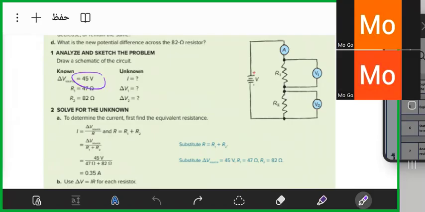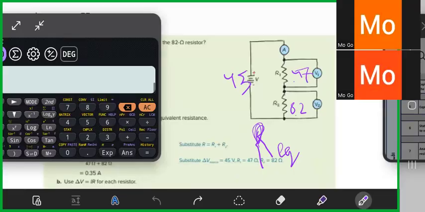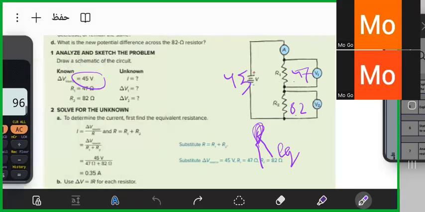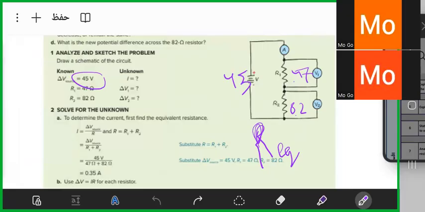So we have V was 45. Here we have resistor number one, it was 47. And the other one, how much? It was here 82. So we have two resistors. We should add to get R equivalent. R equivalent equal 82 plus 47. It was 129 ohm.